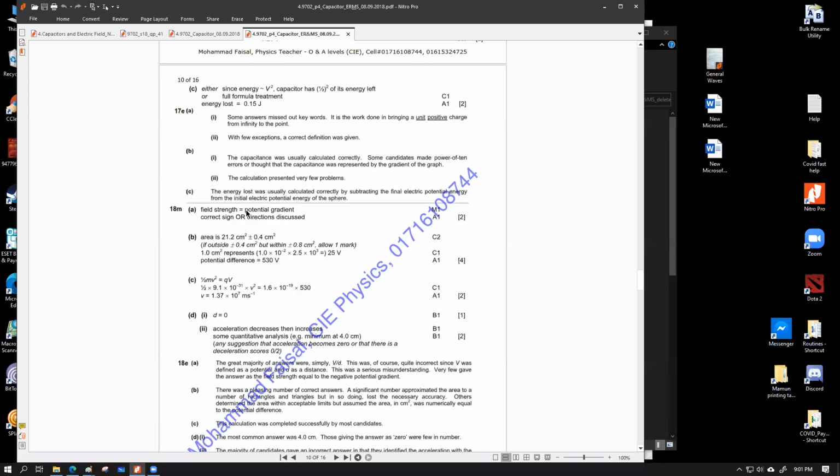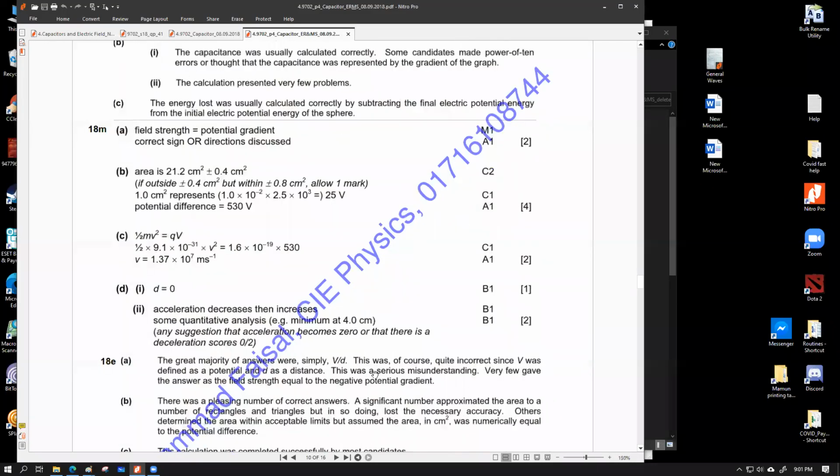Example report: the great majority of answers were simply V by D. This was of course quite incorrect because V was defined as the potential and D is the distance, so this was a serious misunderstanding. Potential gradient is not V by D. Potential gradient is dV by dr.